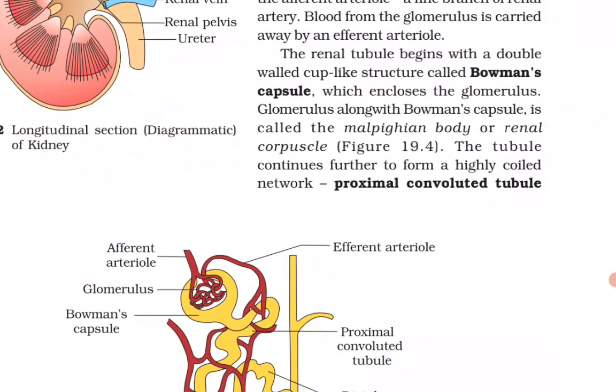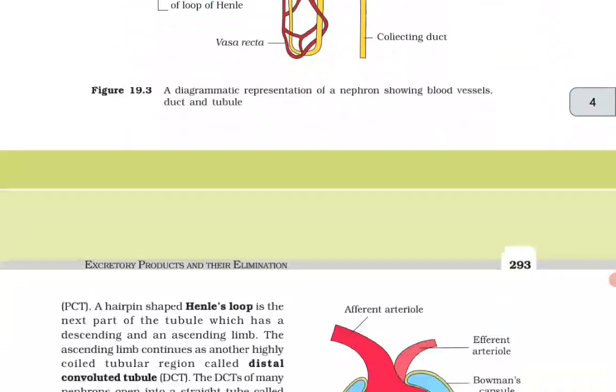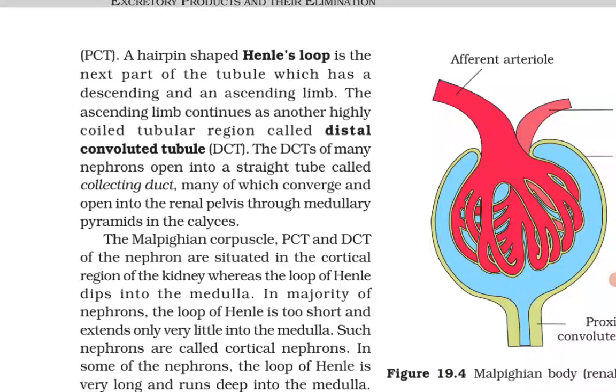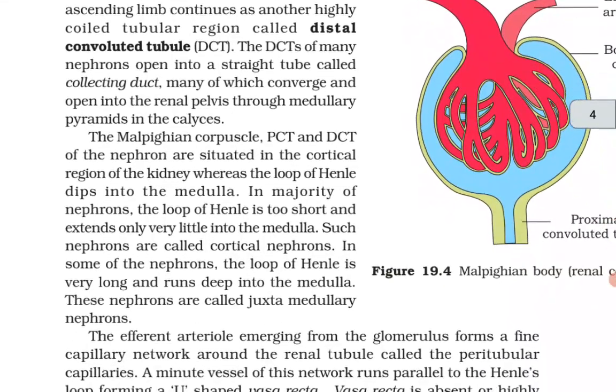The tubule continues further to form a highly coiled network, proximal convoluted tubule, PCT. A hairpin shaped Henle's loop is the next part of the tubule, which has a descending and an ascending limb. The ascending limb continues another highly coiled tubular region called a distal convoluted tubule, DCT. The DCTs of many nephrons open into the straight tube called collecting duct, many of which converge and open into the renal pelvis through medullary pyramids in the calyces.